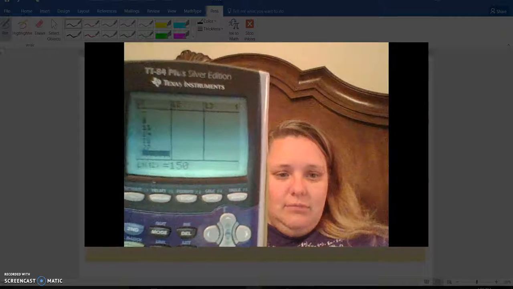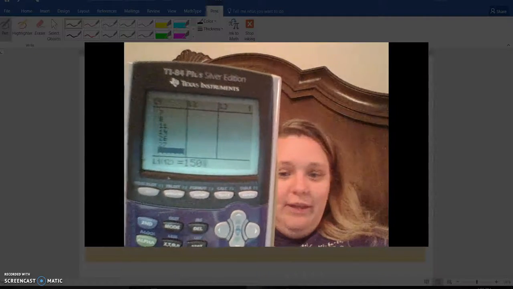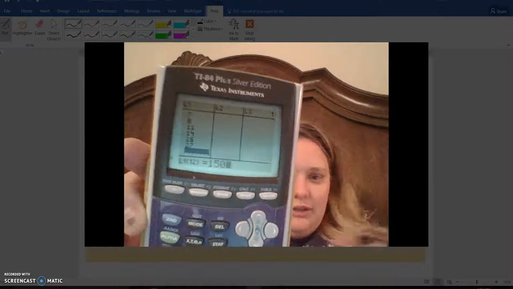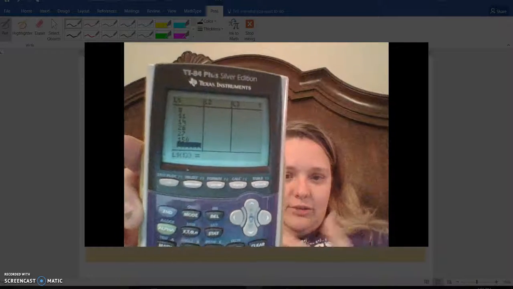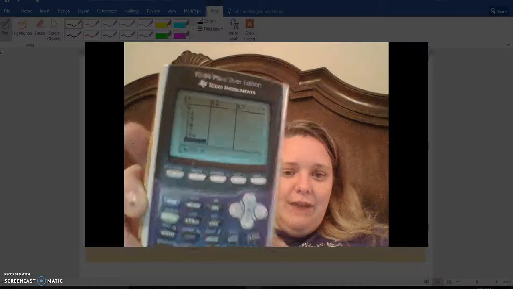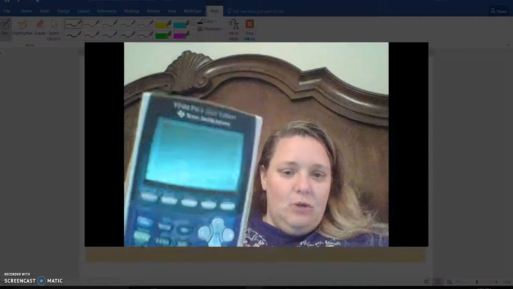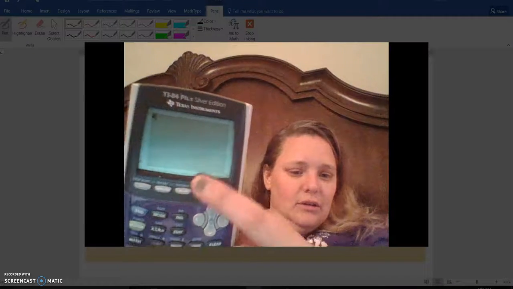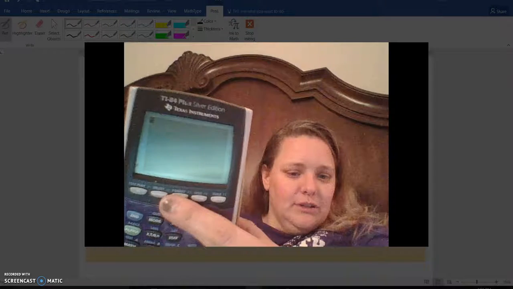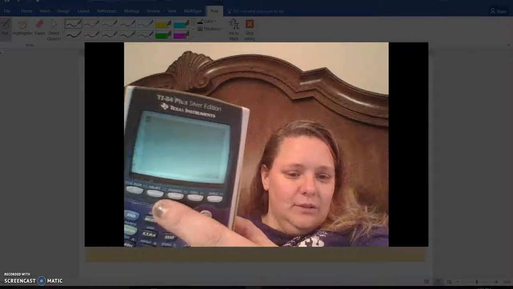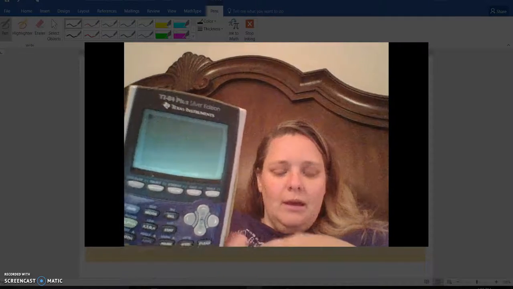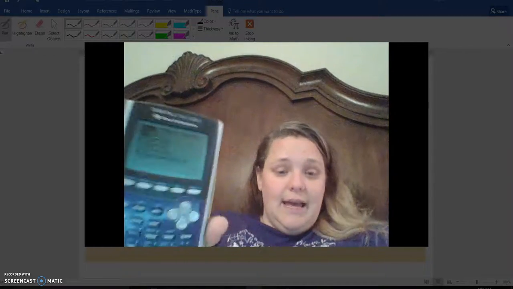Alright, so I typed the number 8, push enter, type the number 11, push enter, type the number 14, push enter. Alright, and so they're all there. And so after I do that, I'm going to go to the home screen. It's all backwards on this camera. I'm going to push second quit, which is right there, second mode. Then I need to go back into stat.